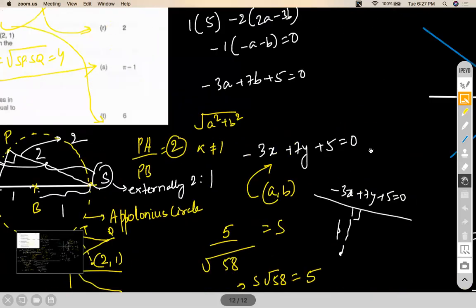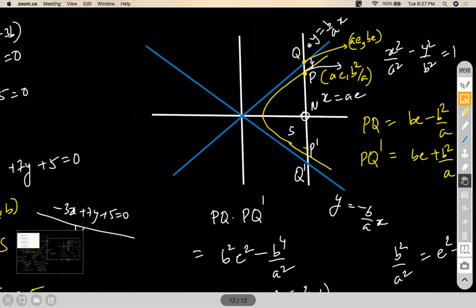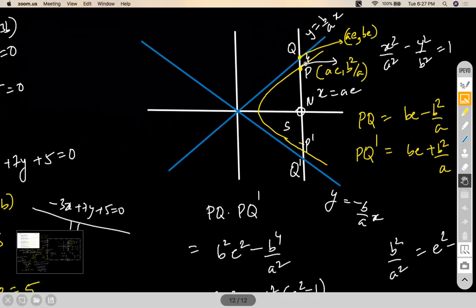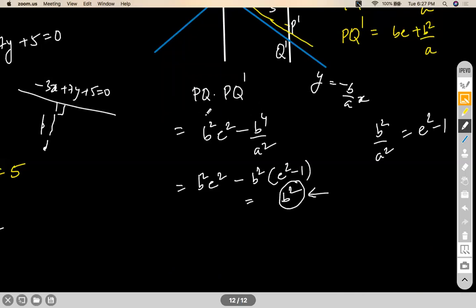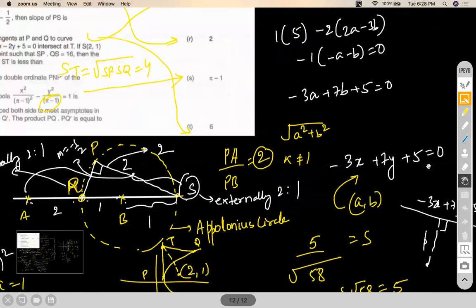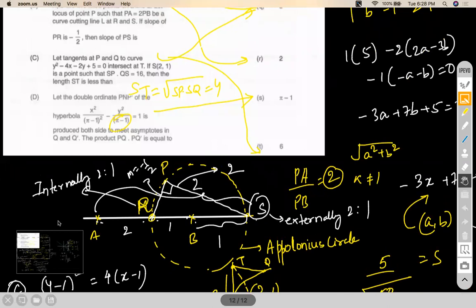By the way, this is true even for any other point you take. I have taken a very special case of a double ordinate, which happens to be the latus rectum. But even if you take any other point, PQ into PQ dash will always be the square of the semi-conjugate axis. This relation will always be true. However, many people do not know this result because it is not a commonly seen result. In case such a thing comes, you may have to spend some time deriving it, but if you want, you can keep this in mind. So option D will match to S. Everybody has matched D to S. Very good, probably because it looked very similar to the given expression. But if I were a smart question setter, I would have made these values resemble these normal numbers, so that the students get confused.